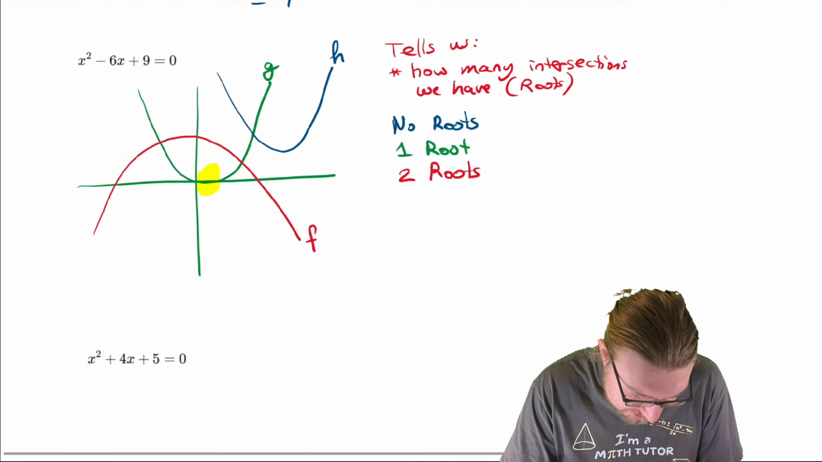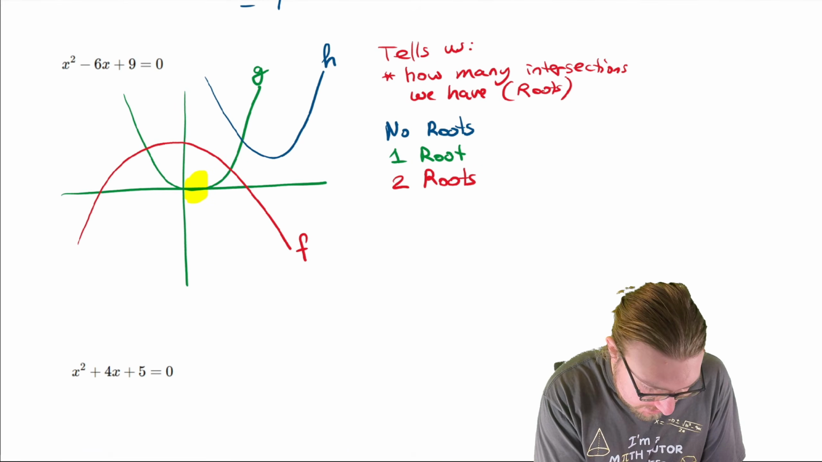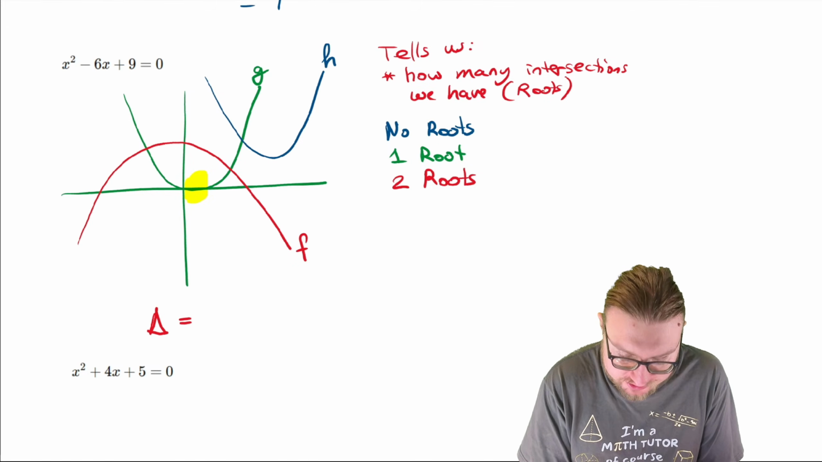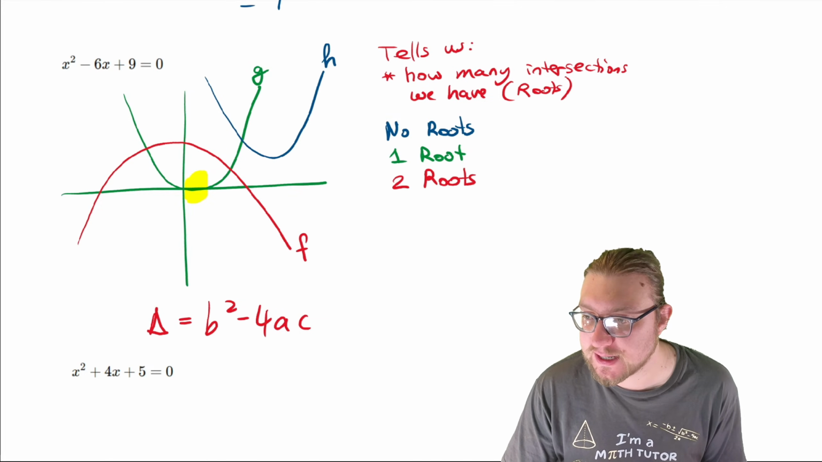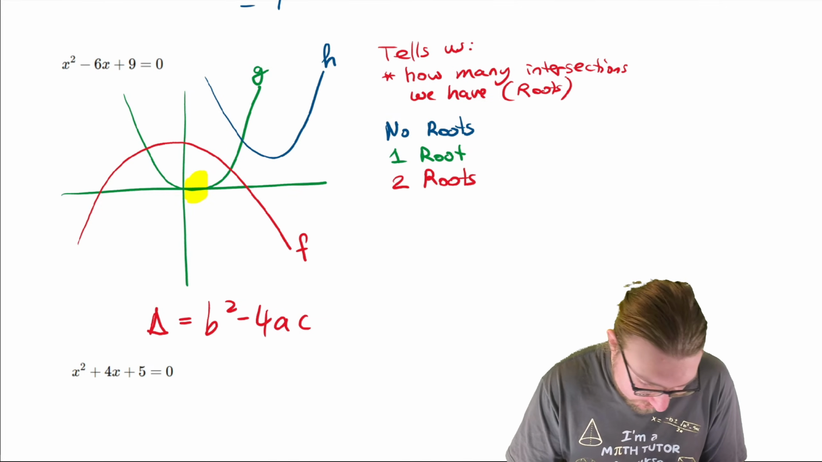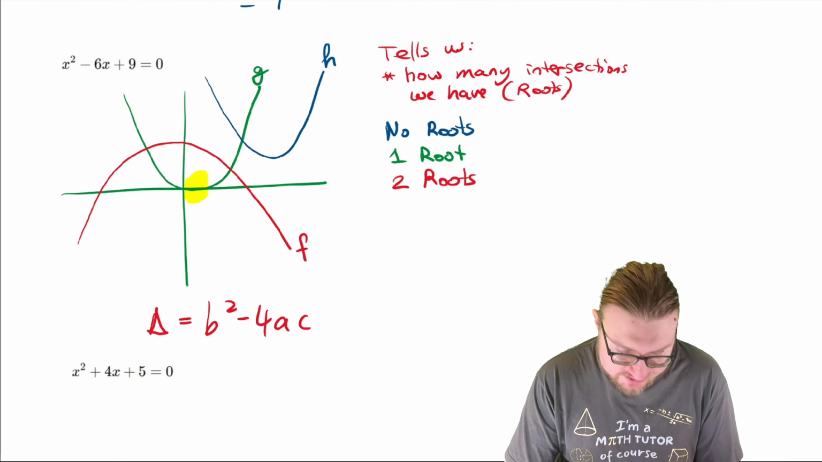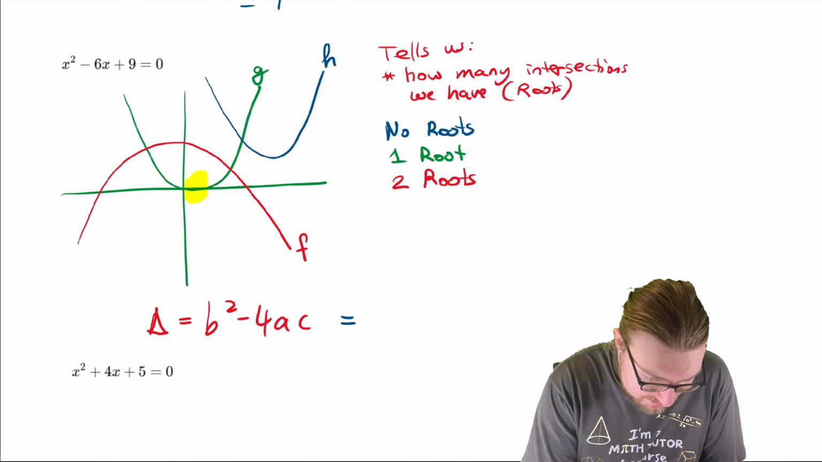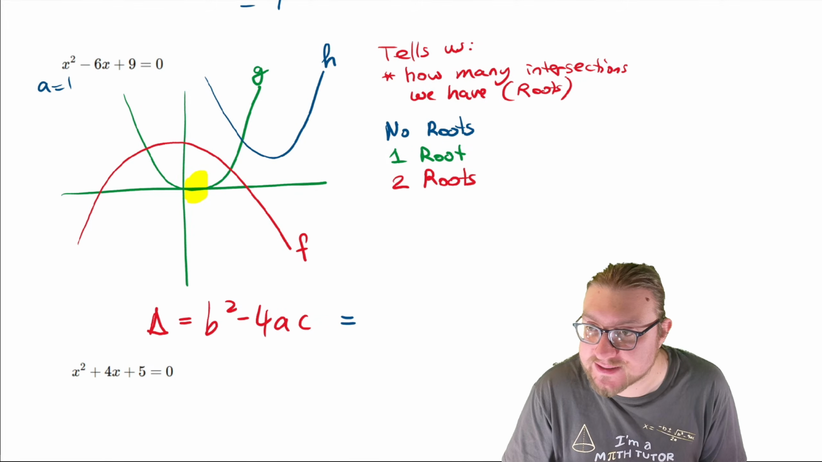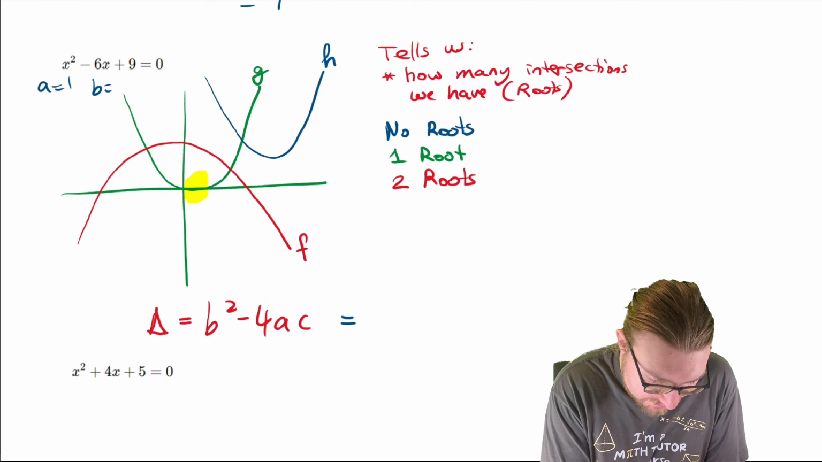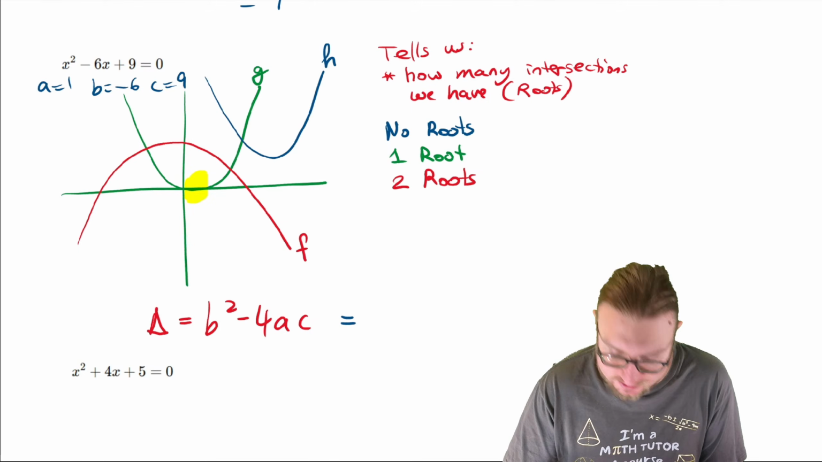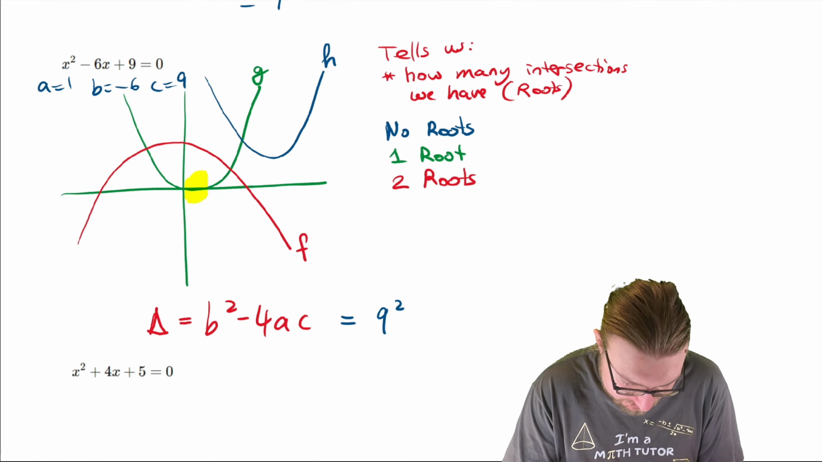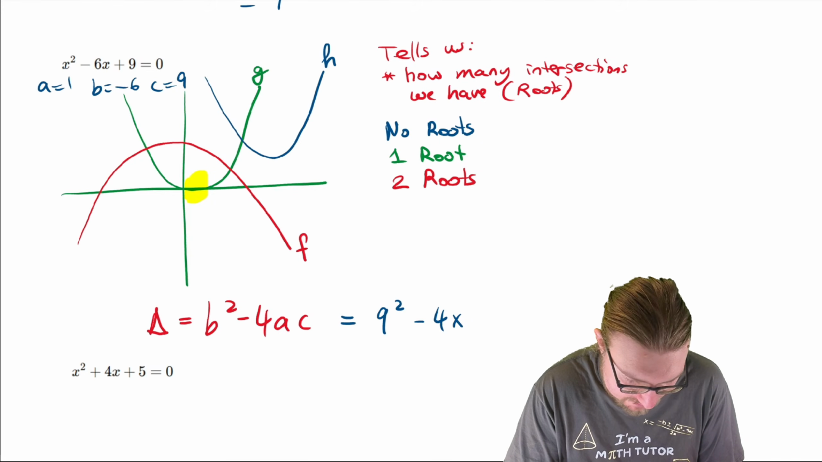Okay, next question. We're just going to apply what the question actually wanted. It wanted us to find the discriminant. So every time we have the discriminant, we use the formula b squared minus 4ac. And if we now use this and substitute in our numbers, well, let's have a look. A was in front of x squared. B is the number in front of x, so that was negative 6. And c was the number, which was 9. So we're going to get 9 squared minus 4 times a was 1 and c is 9.